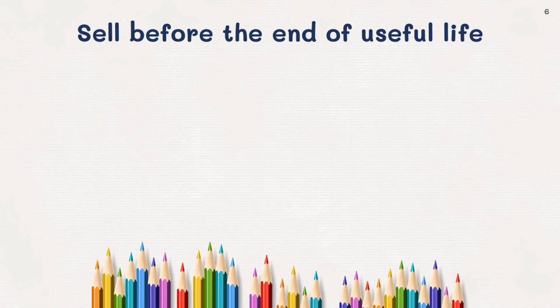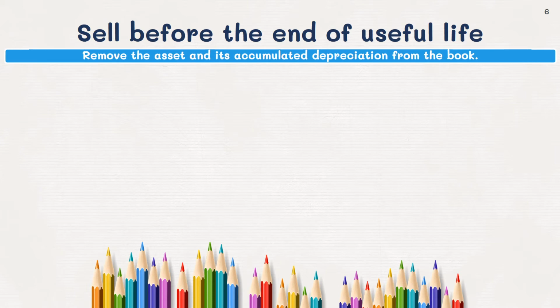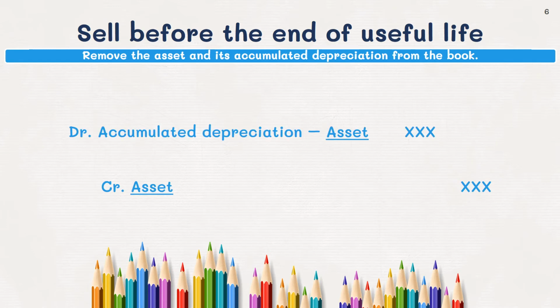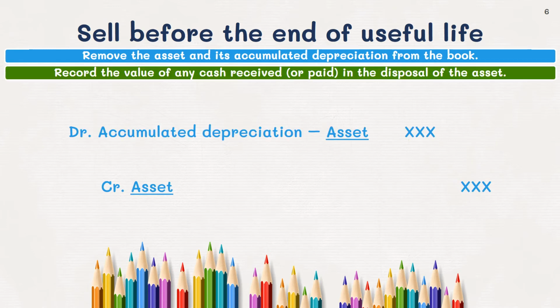Next, if we sell a fixed asset before the end of its useful life, we will do the same steps as in discard. Remove the asset and its accumulated depreciation from the book. So, credit the assets account, and debit the accumulated depreciation account. Then, record the value of any cash received in the disposal of the asset. We will debit cash or bank for this.